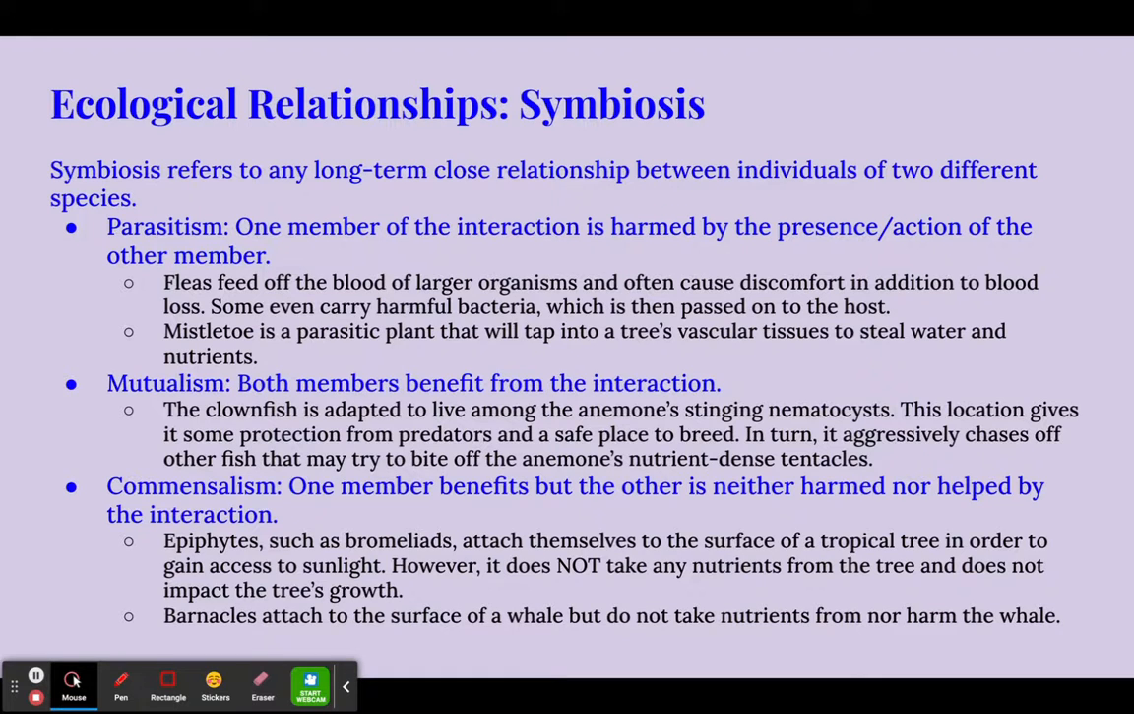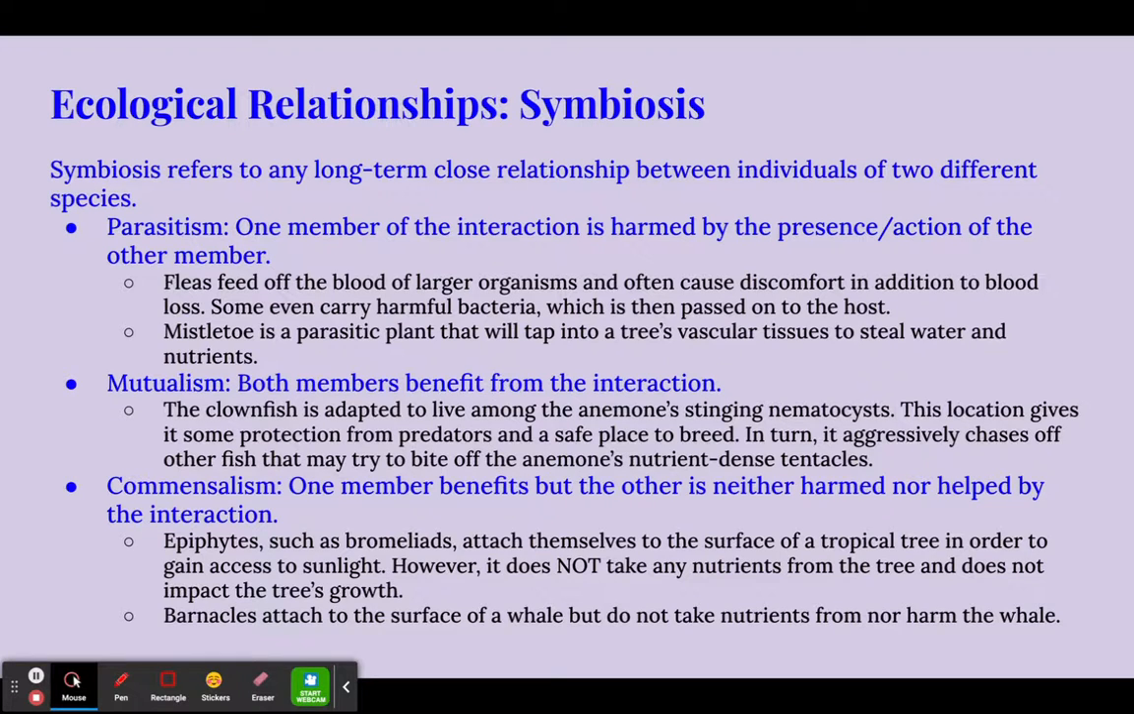Mutualism is where both members are benefiting from the interaction. So clownfish, when you saw Finding Nemo, which you've probably seen, Marlin lives in the anemone. So clownfish are adapted to living in anemone, which actually sting. So they give clownfish protection, and the fish actually help chase off other fish that might try to eat the anemone. So they help each other out. They give the fish somewhere to live and protection, while the fish also provides some protection.